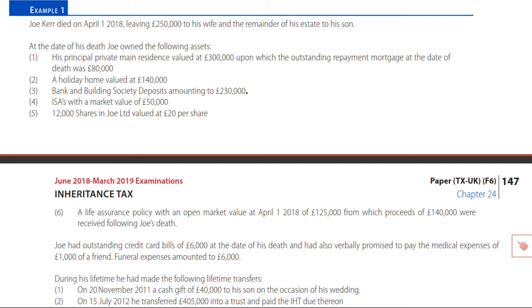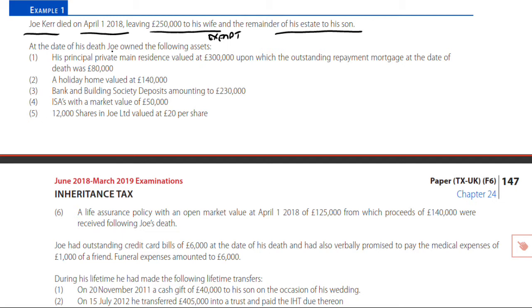So, back to the question. So we're told our humorously entitled and appropriately named Joe Kerr died on the 1st of April 2018. Right, now look at what we're told. Now it gets interesting in terms of the work that you have to do. Leaving £250,000 to his wife. What do you know about transfers to spouses? That means, of course, that will be exempt. And the remainder of his estate to his son. Therefore, that will be chargeable.